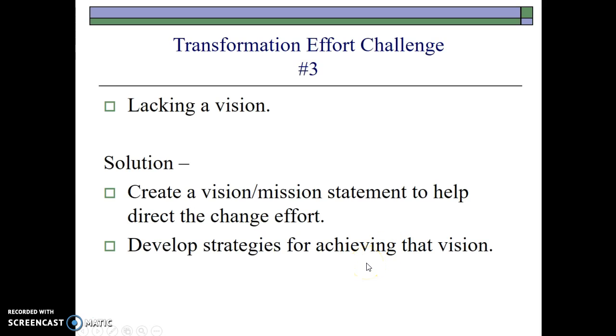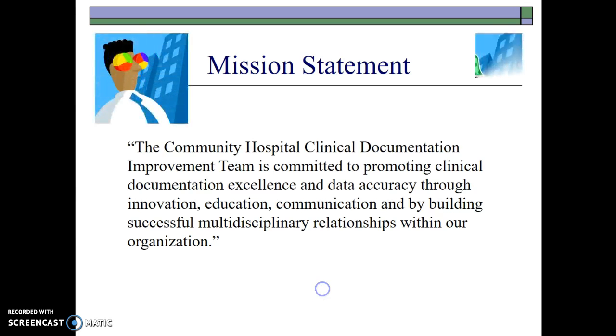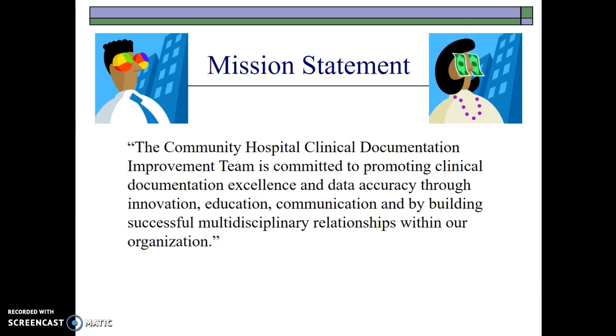And lacking a vision, this was one of the best things that we came up with as a clinical documentation improvement program: what is it that we wanted our program to be? What was our vision? And we came up with a mission statement. Everybody has their own opinion on what a clinical documentation improvement program should be. So we came up with our mission statement, and it really served us well throughout the years, and it remained relevant. It took some time to come up with it, but when we were done with it, we were happy with it.